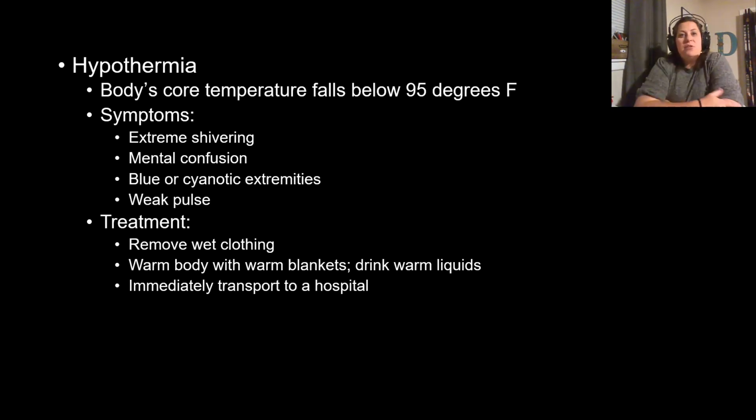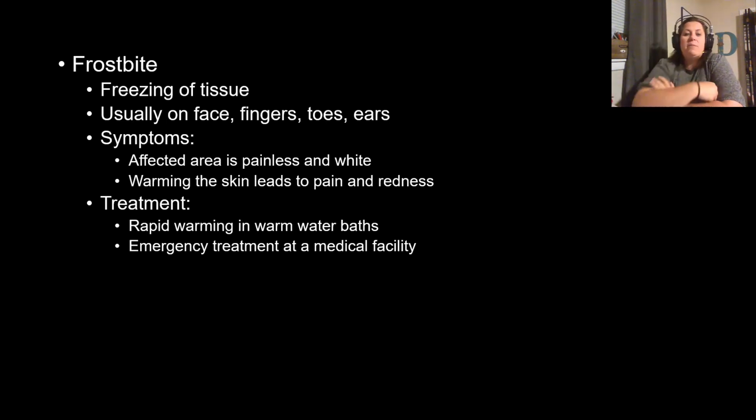If hypothermia starts to get extreme, especially on the extremities, we see that there can be frostbite. This is the freezing of the tissue itself. It usually happens on the face, fingers, toes, and ears. The affected area is painless and white, and this is due to the nerves being killed. Warming the skin leads to pain and redness, though. Treatment: rapid warming and warm water baths, and emergency treatment at a medical facility is required for frostbite.